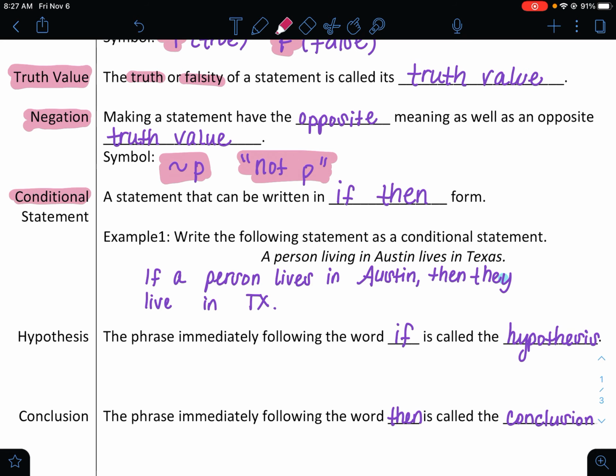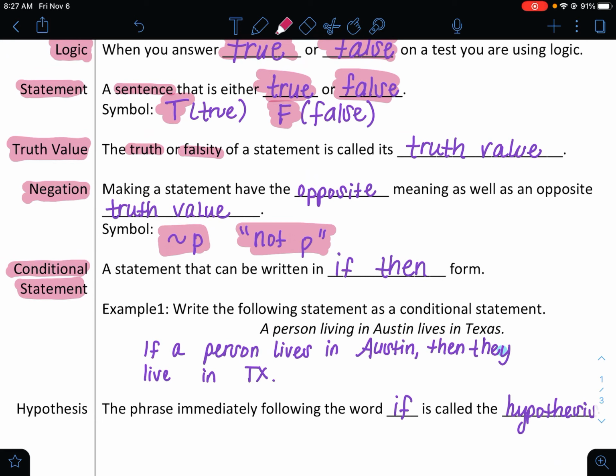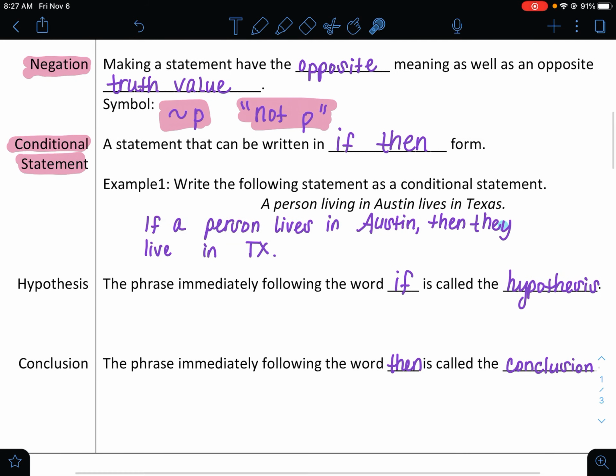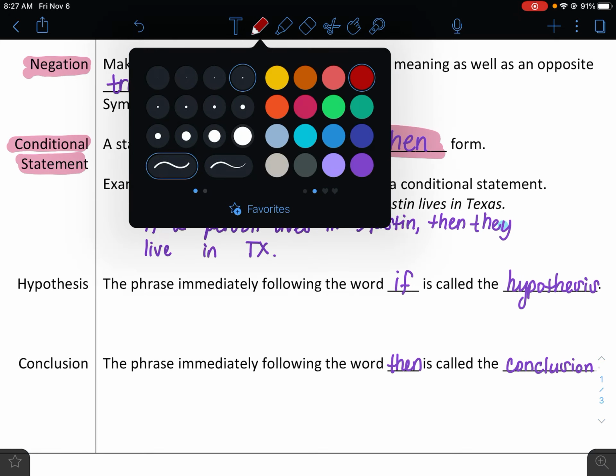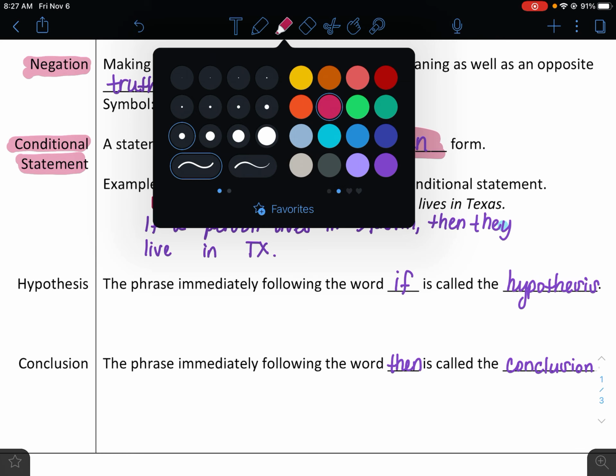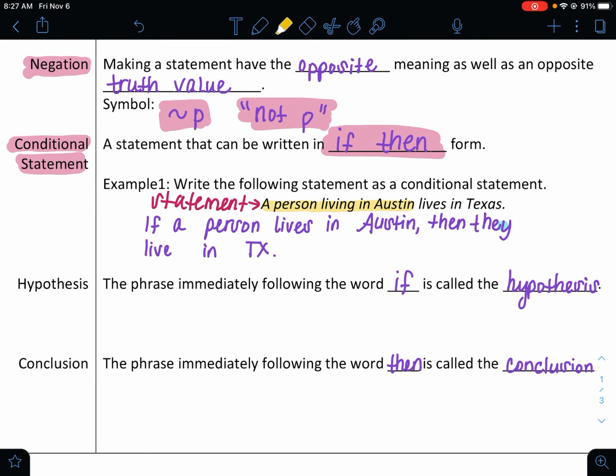Conditional statement. A conditional statement is different than a regular statement. A regular statement is just any sentence that can be true or false. A conditional statement also can be true or false, but it's specifically written in if-then form. For example, we have the statement, a person living in Austin lives in Texas. So this is our statement, and we have two parts: a person living in Austin, and lives in Texas, that's the second part.